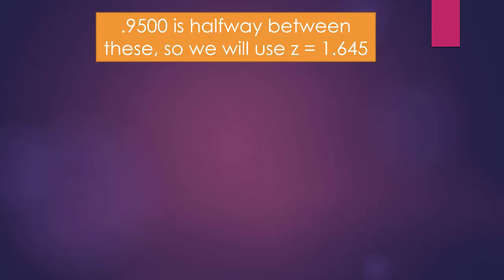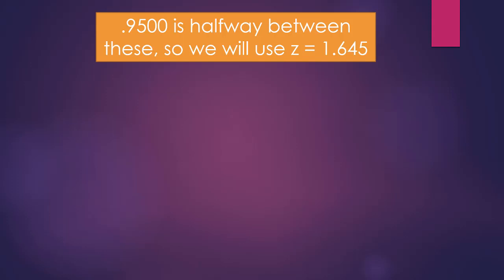That only applies if the value you're looking for is exactly halfway between the two that are to the left and right of it. If it's in the middle but not exactly halfway, then you're going to use whatever z-score it's closest to.